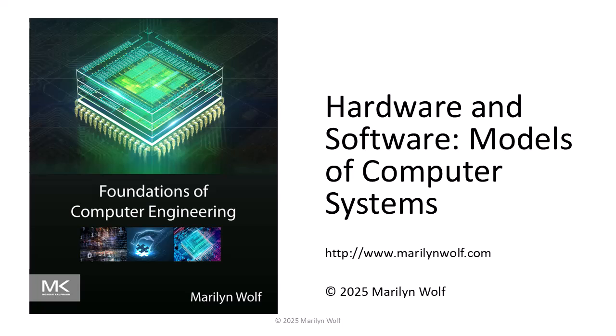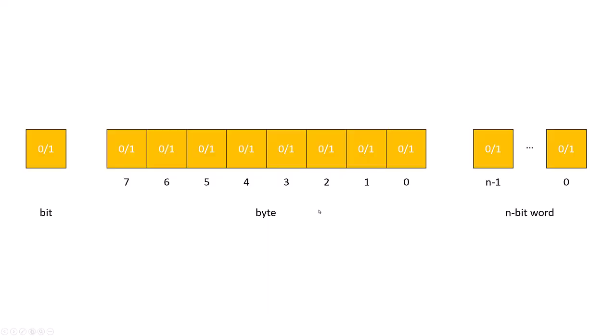Let's talk about some models we use to think about computer systems. Some of the most basic models in computers are bits, bytes, and words. A bit is a single logical or Boolean value. We think of it as true or false. In the hardware, it's represented by a logical 0 or 1. 0 for false, 1 for true.